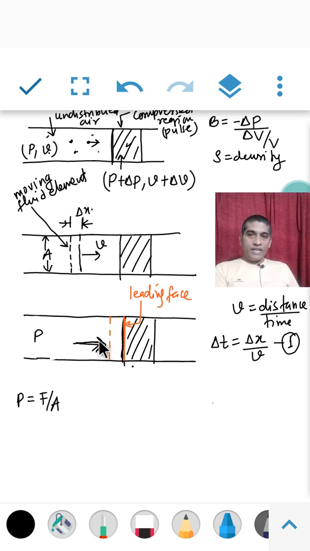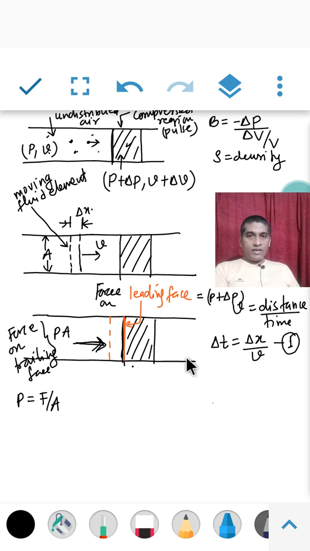So the force on the trailing phase is PA. This is the force on the trailing phase, P times A. Now the force on the leading phase equals, we know the pressure in this region is P plus delta P, so P plus delta P times A. Now we have to find the net force. So let me write over here.